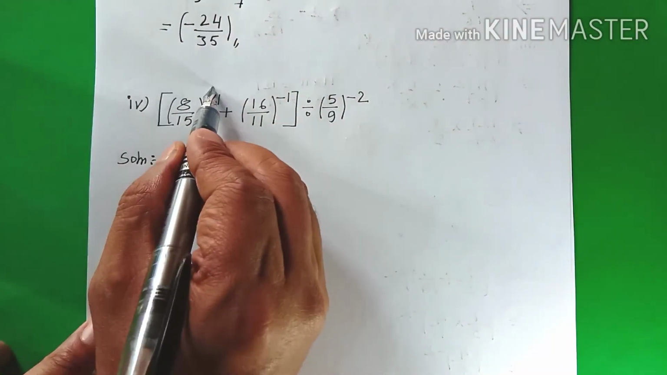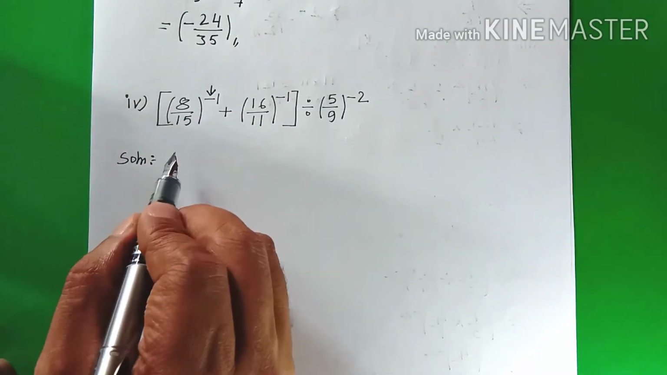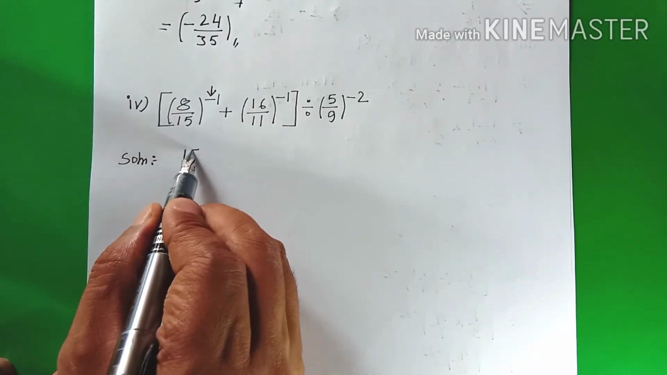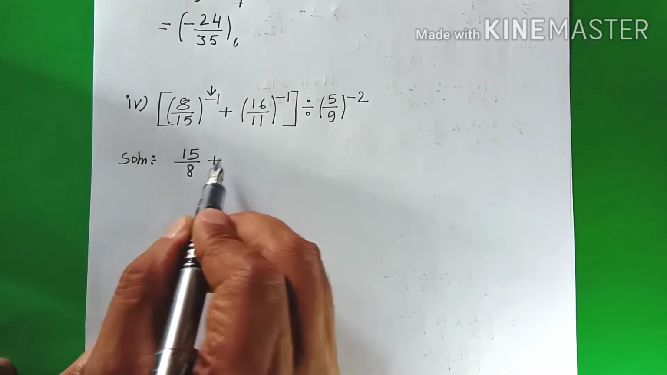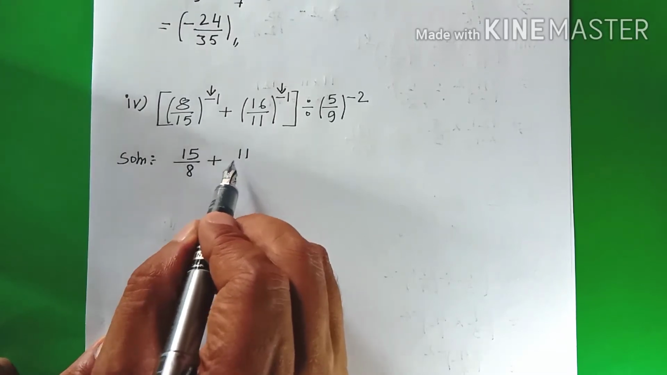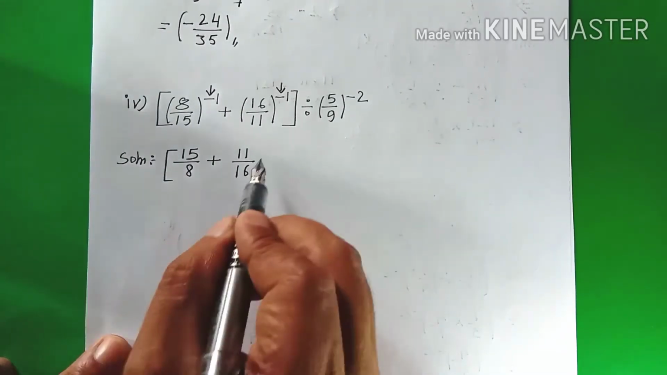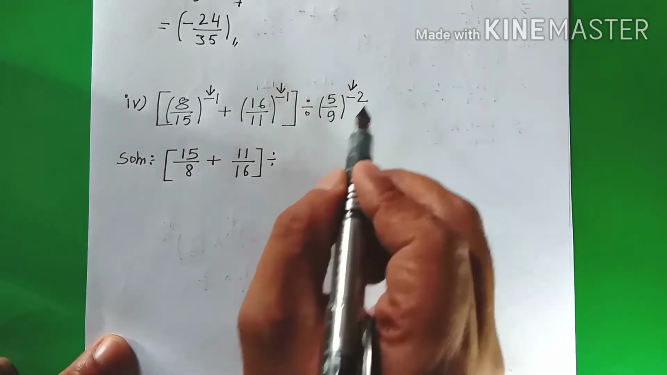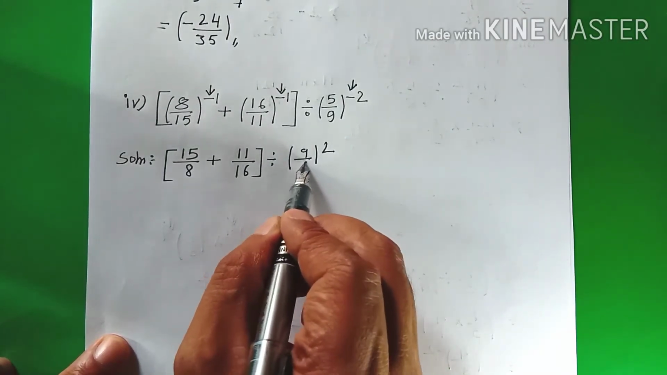Again it has a negative power. Change this negative power into a positive, so it takes the reciprocal. So the reciprocal of 8 by 15 can be taken here, 15 by 8 raised to 1. Again here plus negative power, change that to positive, so it will take the reciprocal 11 upon 16. You can close this bracket, or we can keep within the bracket. Again divided, it has a negative power, change that to positive, so it will be 9 by 5.